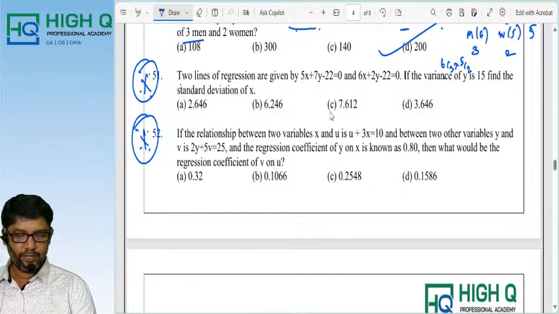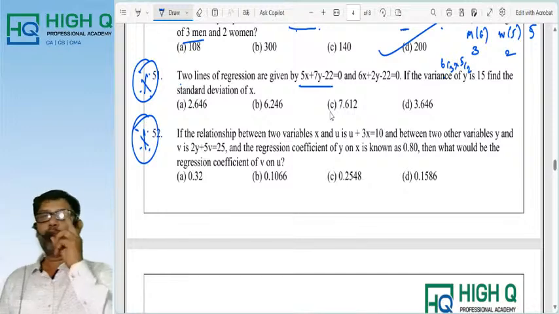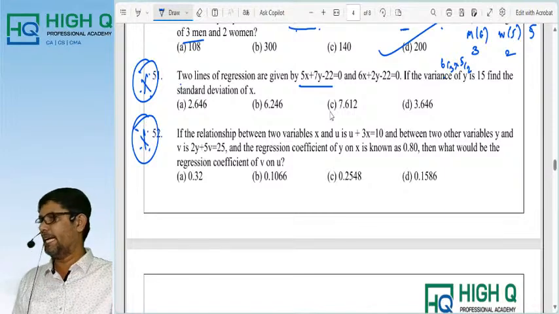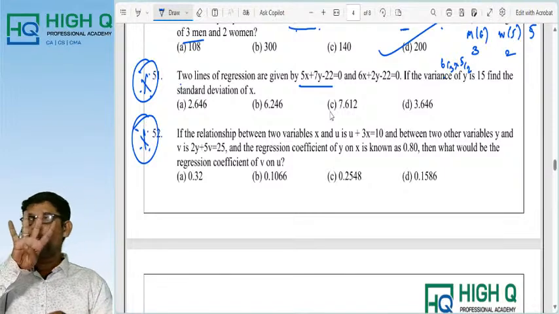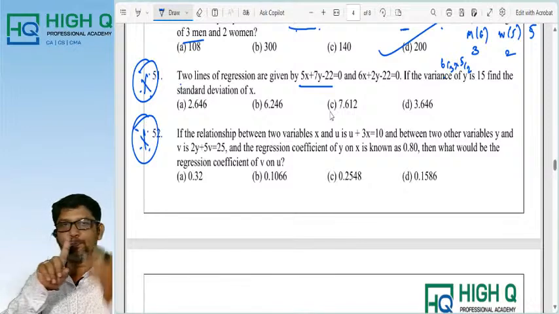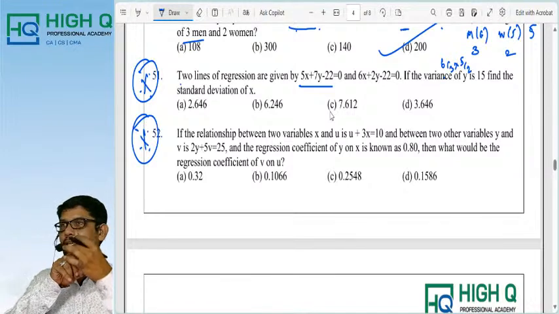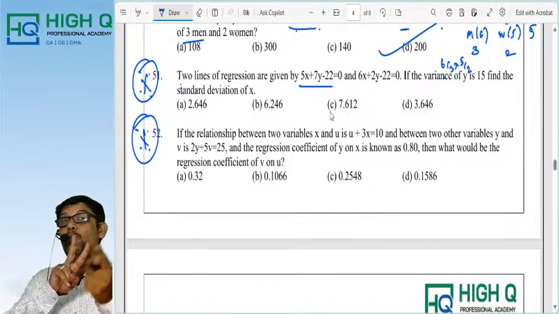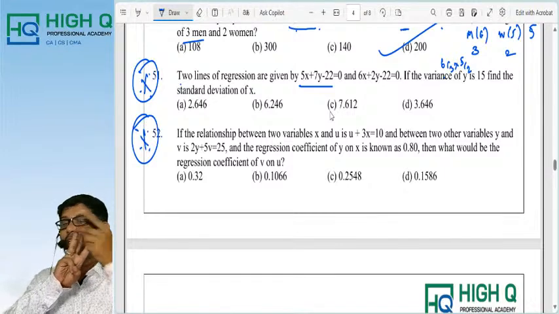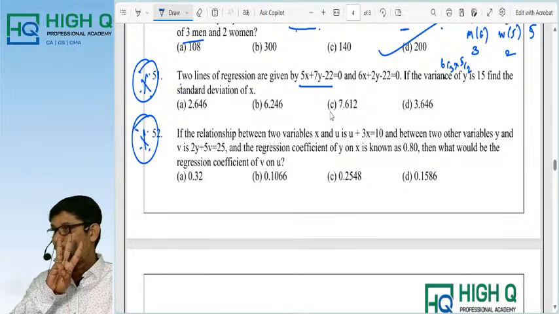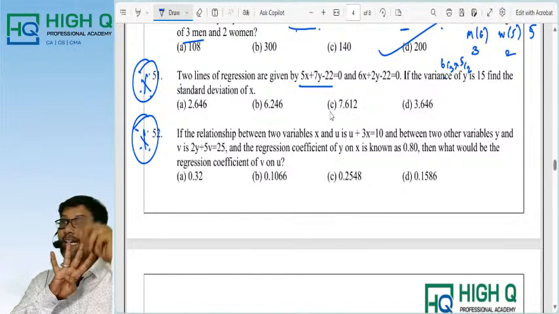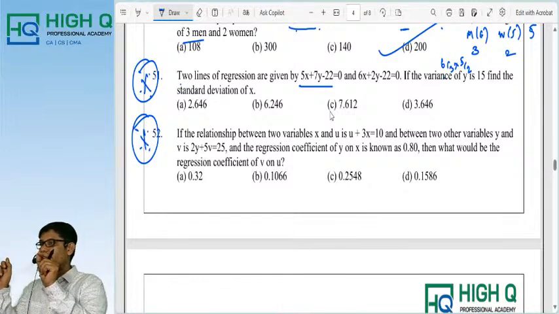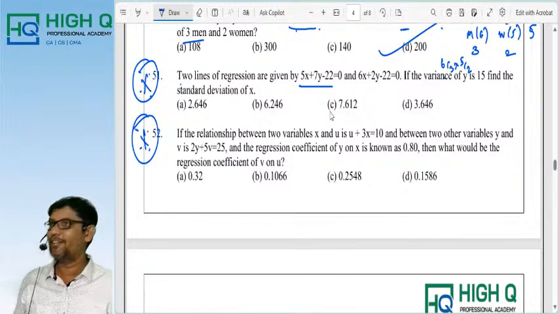Now, two lines of regression are given. See, two regression lines are given. This type of question is compulsory in the exam. I told you there are four types of questions expected. When two regression lines are given, one type: find the arithmetic mean, by solving them. Second, which one is y on x, which one is x on y. Third type, find the regression coefficients. Fourth one, find r. And the fifth one also I said: variance or standard deviation of one variable given, find the standard deviation of the other variable.